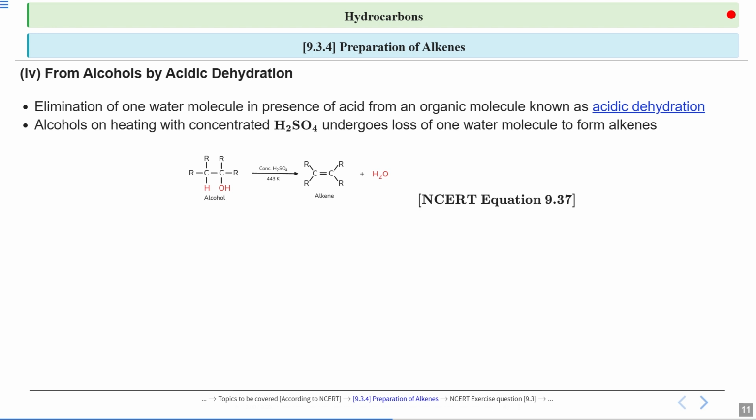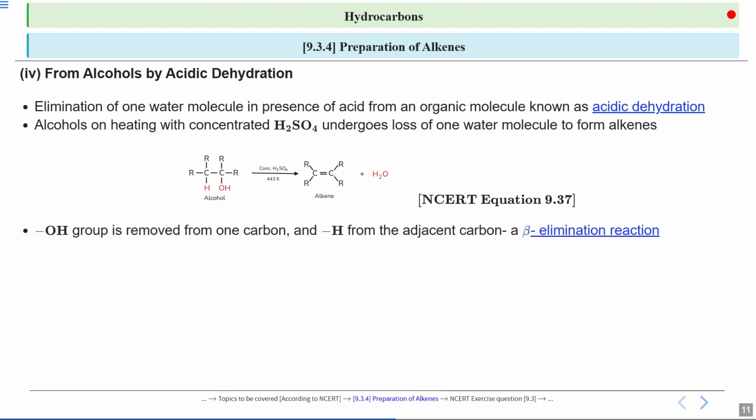The reaction here shows a general scheme where we are representing the alkyl group with R. So, when we take an alcohol, then in the presence of concentrated sulfuric acid and at an elevated temperature such as 443 Kelvin, the alcohol is dehydrated. Dehydration means removing water. The simple logic of dehydration is removing water. So we are removing the colored H and OH to give us the alkene, with the H and OH later forming the water molecule.